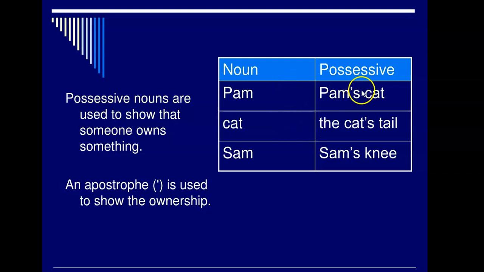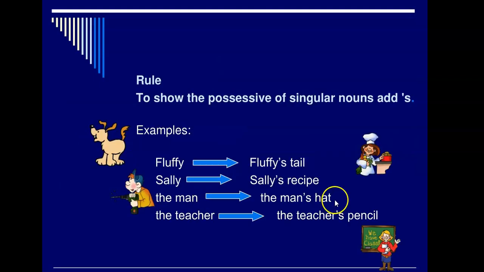For example, noun and the possessive noun, yes? Pam, Pam's cat. Cat, the cat's tail. Sam, Sam's knee. The possessive form is adding s with the help of an apostrophe. Rule: to show the possessive of singular nouns, add apostrophe s. For example, Fluffy's tail, Sally's recipe, the man's hat, the teacher's pencil.